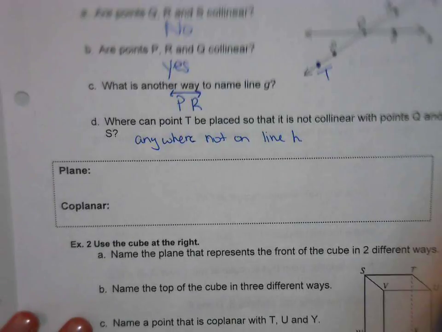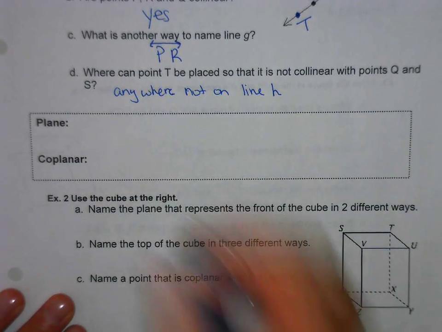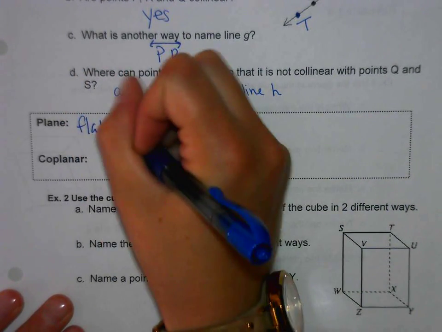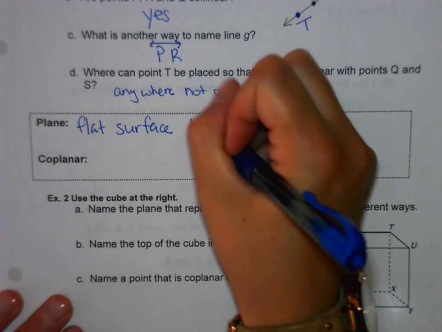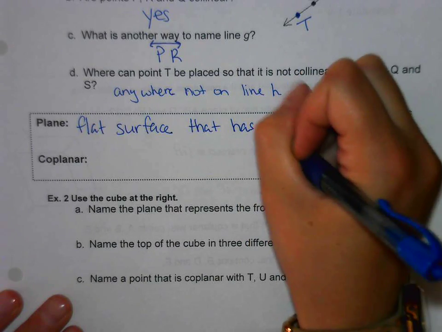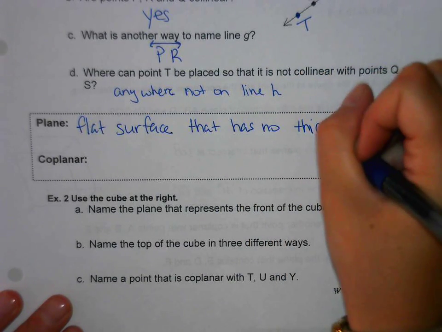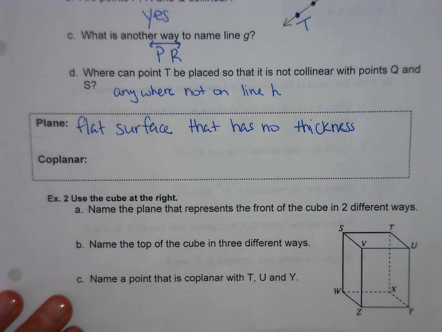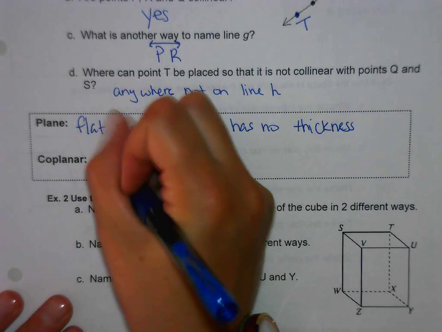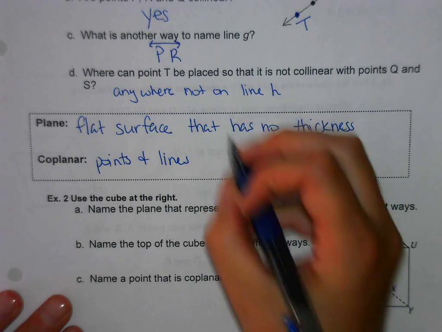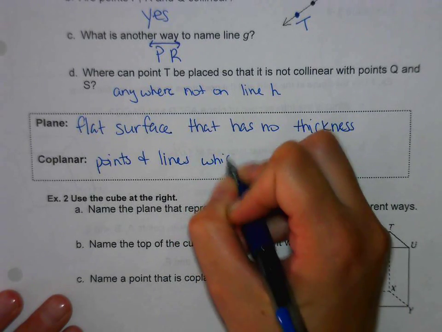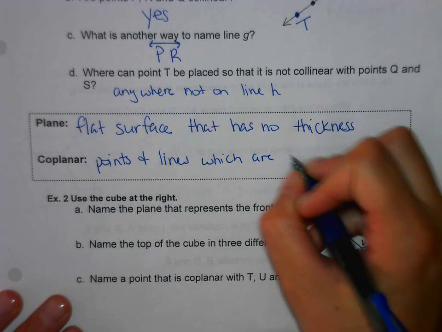Alright, let's look at a couple more definitions. A plane is a flat surface that has no thickness. Coplanar is when points and lines are on the same plane.